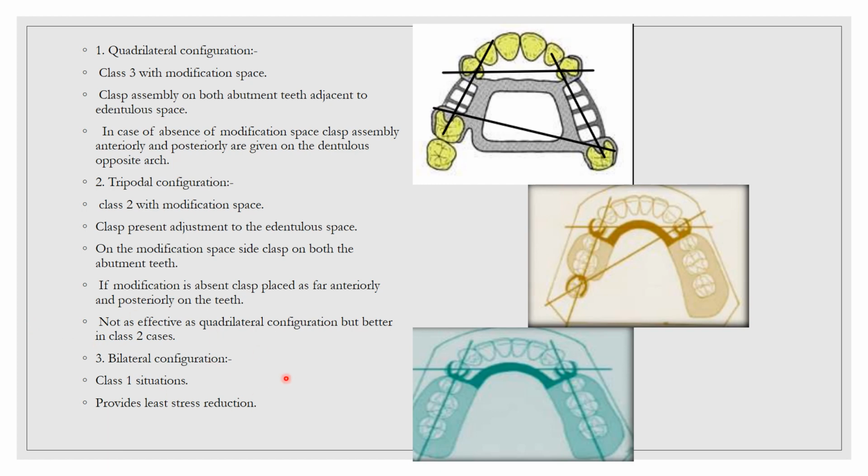Not as effective as the quadrilateral configuration, but better in class 2 cases. Okay, all right. So bilateral configuration is a classic class 1, guys. Bilateral, two sides, provides least stress distribution on both the abutment teeth. Near to the edentulous space, the clasp can be placed.